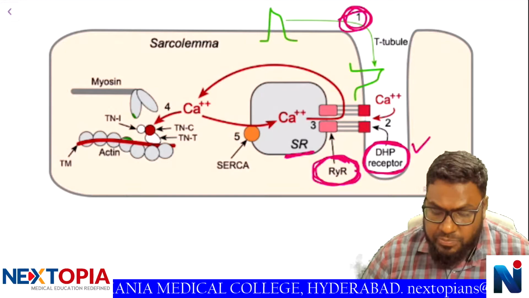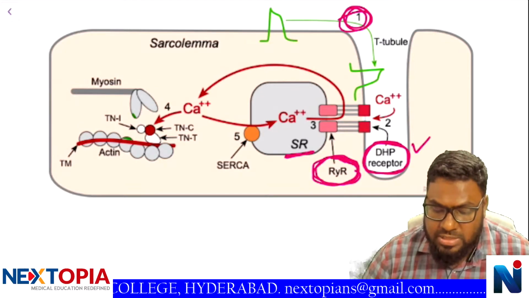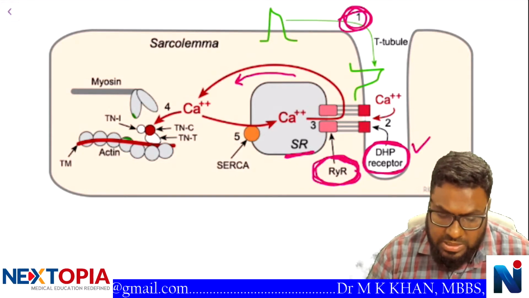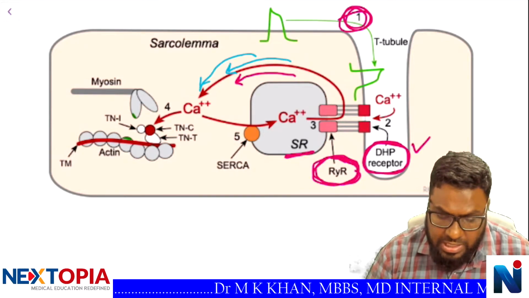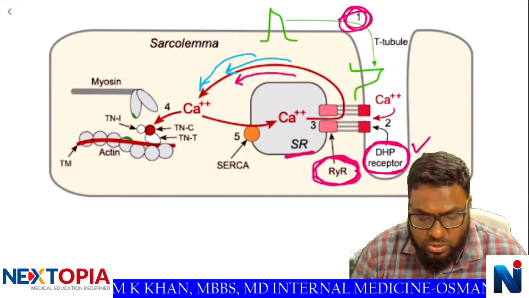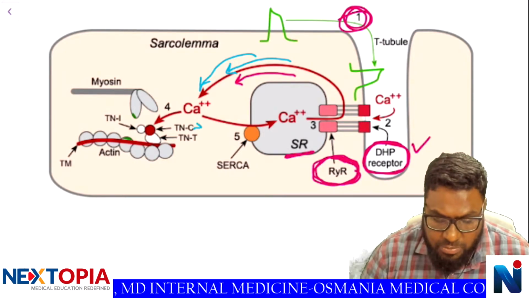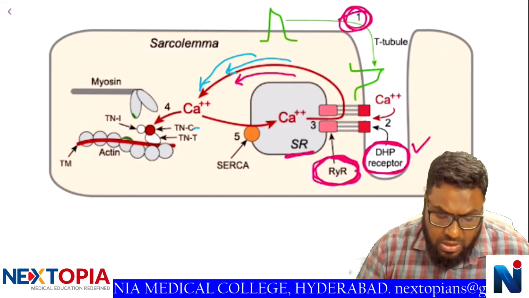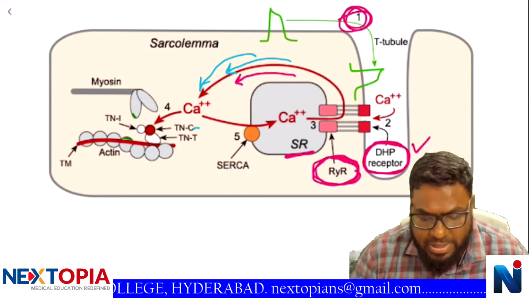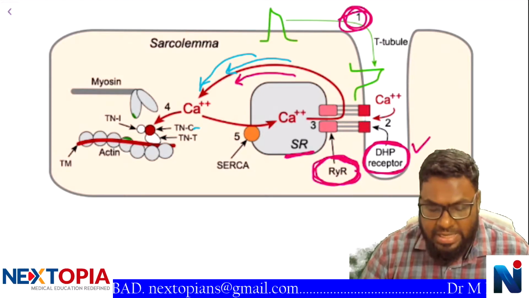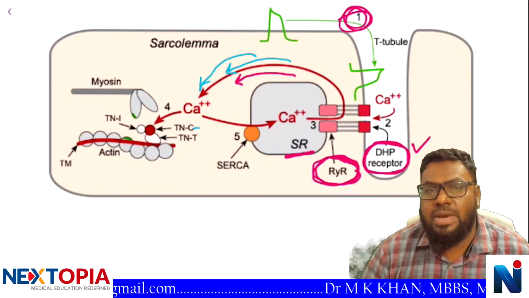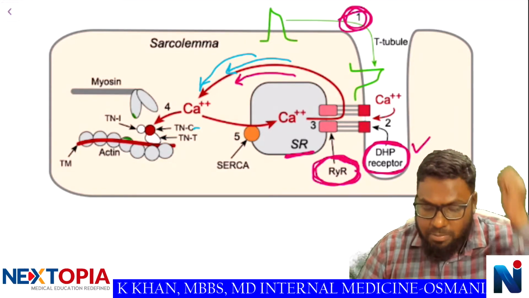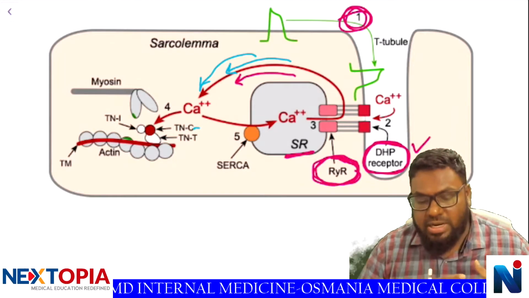Ryanodine receptor releases calcium from the sarcoplasmic reticulum. So this is the calcium release pathway into the cytoplasm. This calcium goes and binds to troponin C. From troponin, it causes movement of the troponin-tropomyosin complex, exposure of the myosin binding site, and actin and myosin combine with each other. Excitation-contraction coupling is started, and muscle contraction occurs.